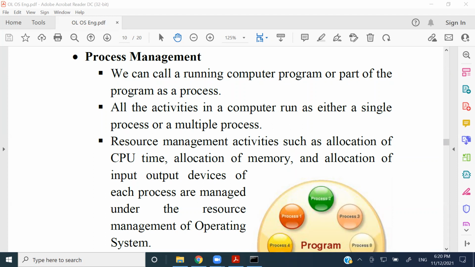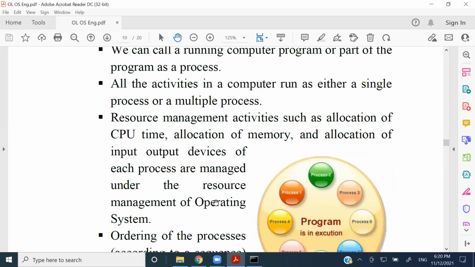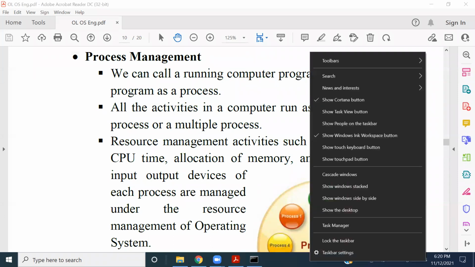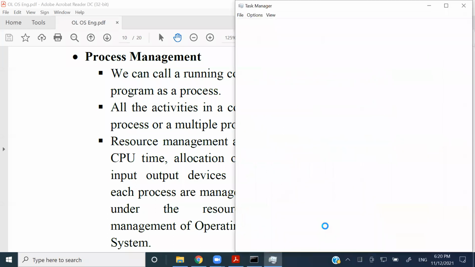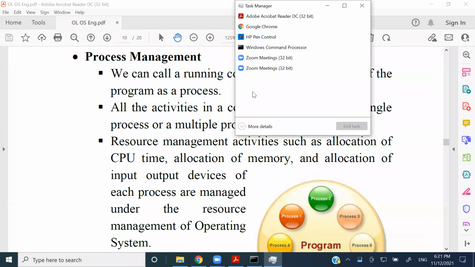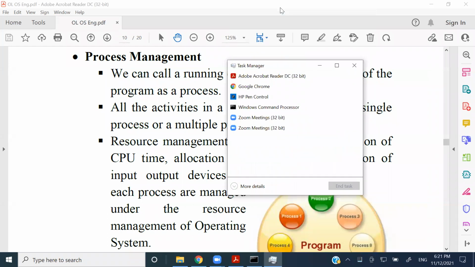Now, when you move to the task manager of a Windows operating system, I can open the task manager by right-clicking on my taskbar. Sometimes you will find your task manager as small as this, right?